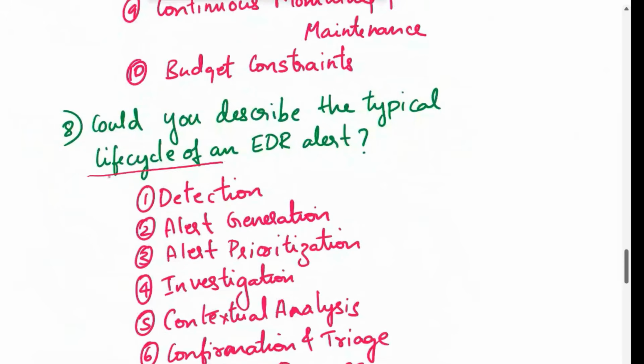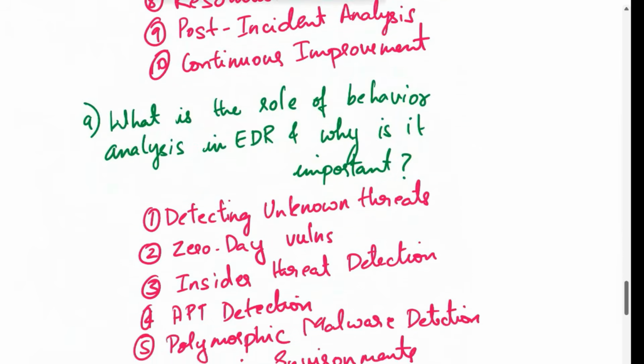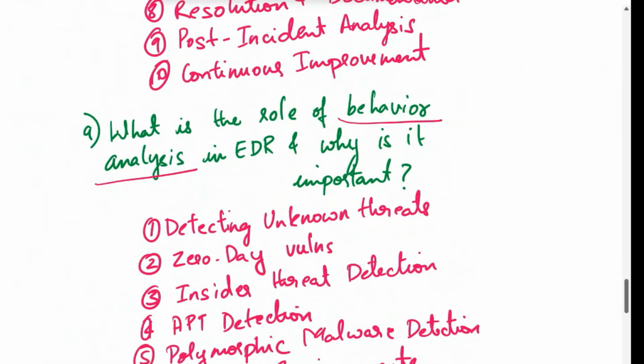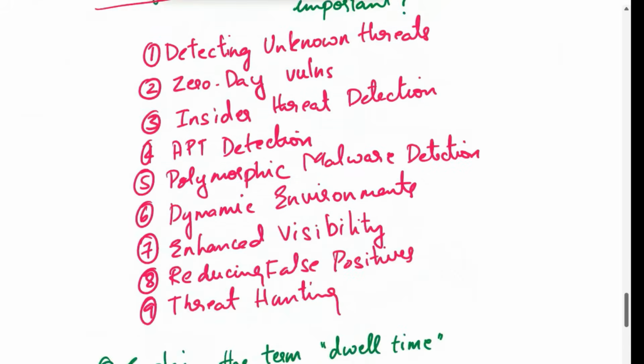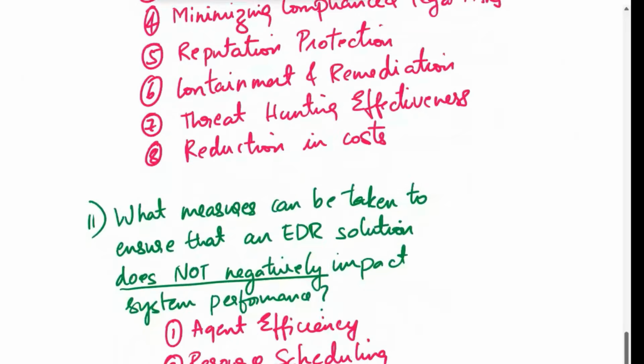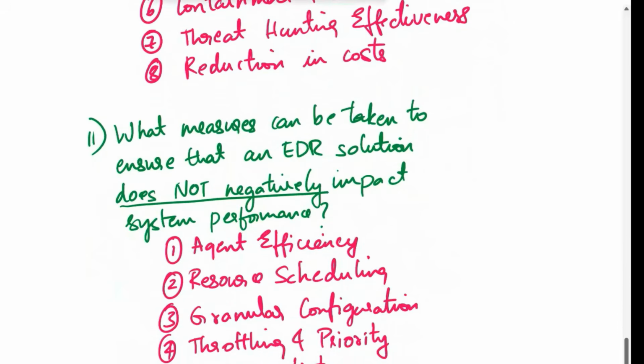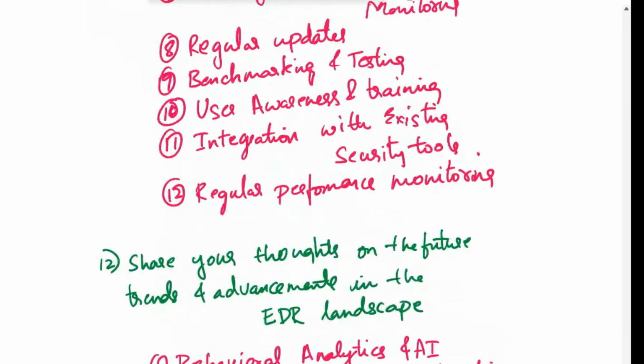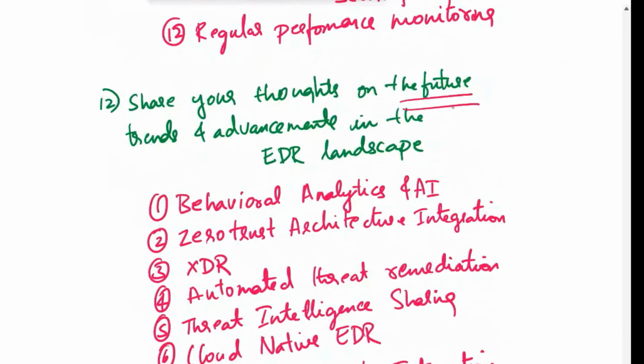We also saw the life cycle of an EDR alert from detection to resolving it. Then we saw what is behavioral analysis and what is its importance. Then we learned about the term dwell time and why is it important. This can also answer the question, what is the importance of real-time monitoring in an EDR system. Then we talked about what measures can be taken so that it does not negatively impact system performance. We also talked about what might be the future trends and advancements in EDR landscape.